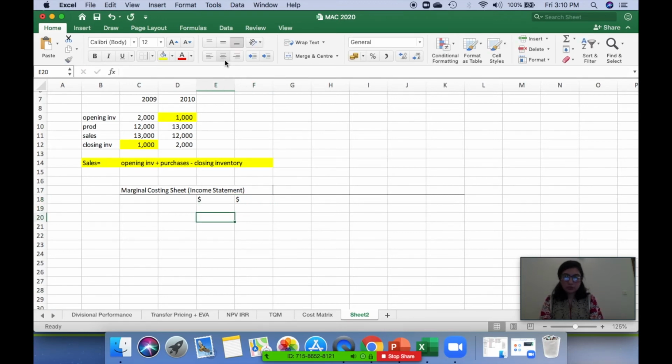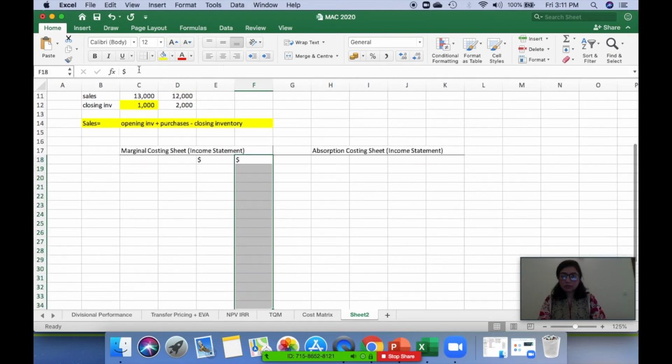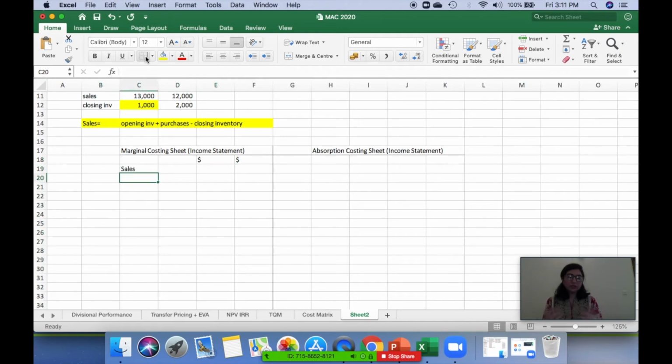The first one is used for working, the other one is for finalization, and I'm going to add an absorption costing sheet here, and I'm going to write income statement in brackets to identify between the both, right? So what I'm going to do is create a border so that we can actually see. Sales revenue that we started off this lecture with comes here.